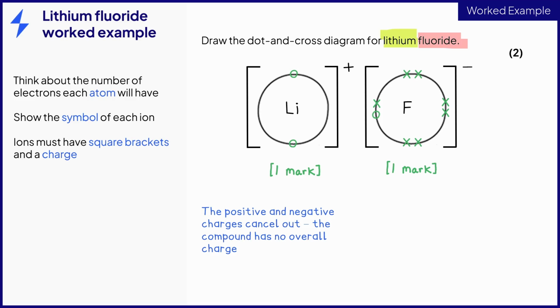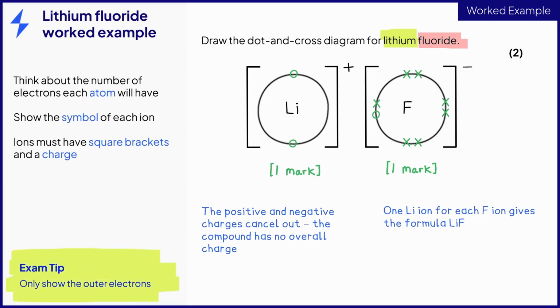The charges cancel each other out, so the ionic compound has no overall charge. The diagram shows that 1 lithium ion is required for every 1 fluoride ion, and the formula of lithium fluoride is therefore LiF. Remember that you only need to show the outer electrons unless the exam question states otherwise.